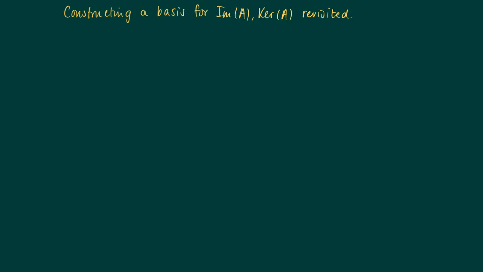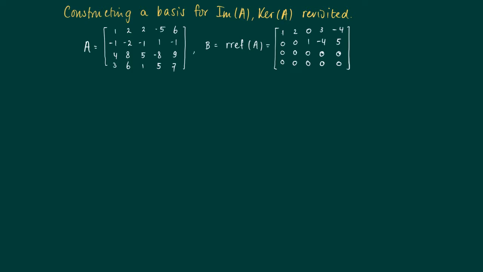So consider the old example that we used to construct the basis for the image and the kernel of a matrix A. So here we have the matrix A and the reduced row echelon form of A as given, which is the matrix B. In order to determine the kernel of A, we notice that the kernel of A equals the kernel of B, since Gauss-Jordan elimination steps keep the kernel intact.